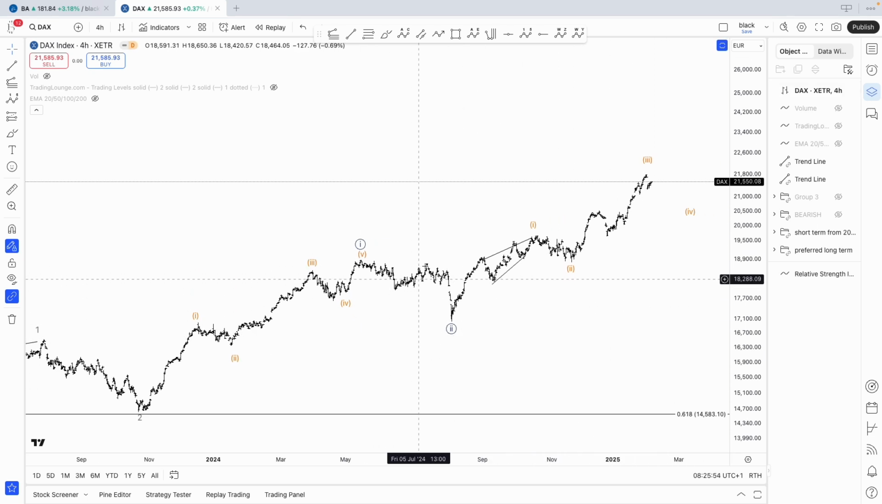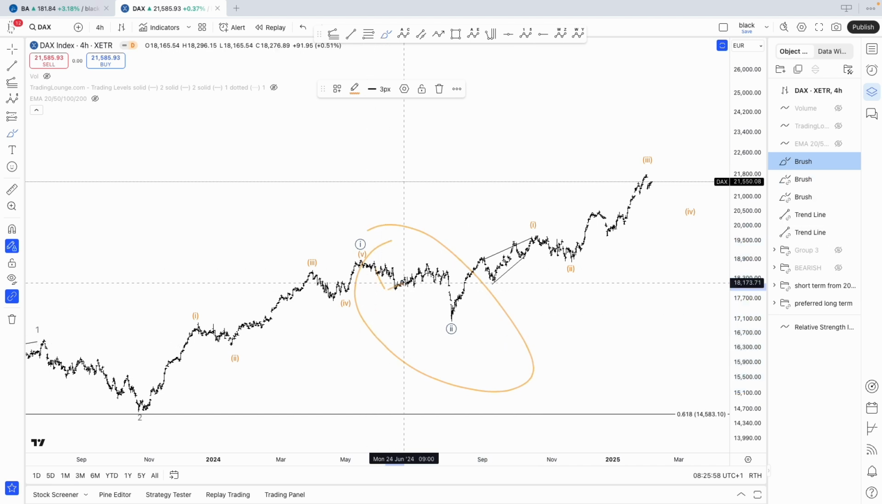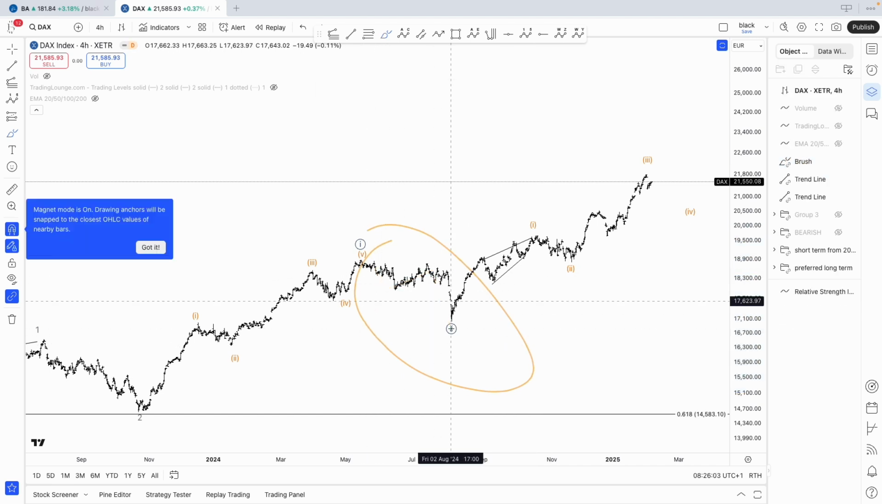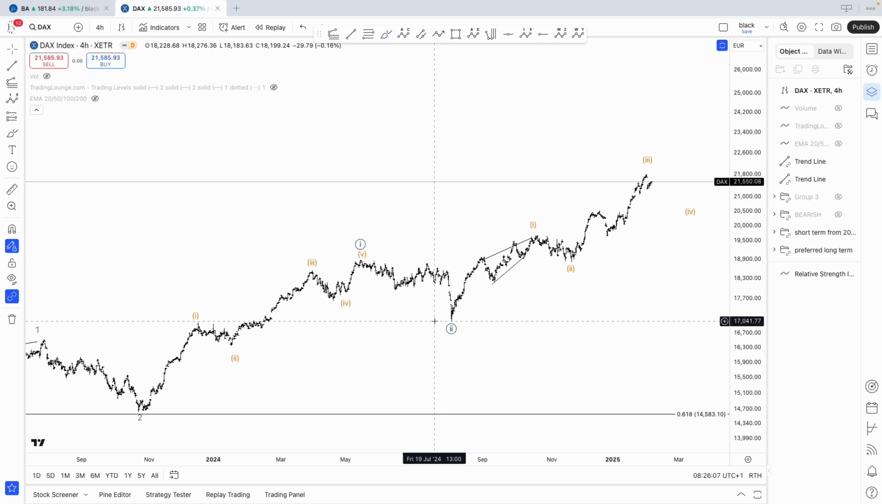So ABC, clearly, I mean, even if it's a double XY, what matters is this is corrective. 3 waves. 3 waves, remember, 3 waves. Sorry, I need to remember to breathe and to spell. 3 waves, a trend don't make.